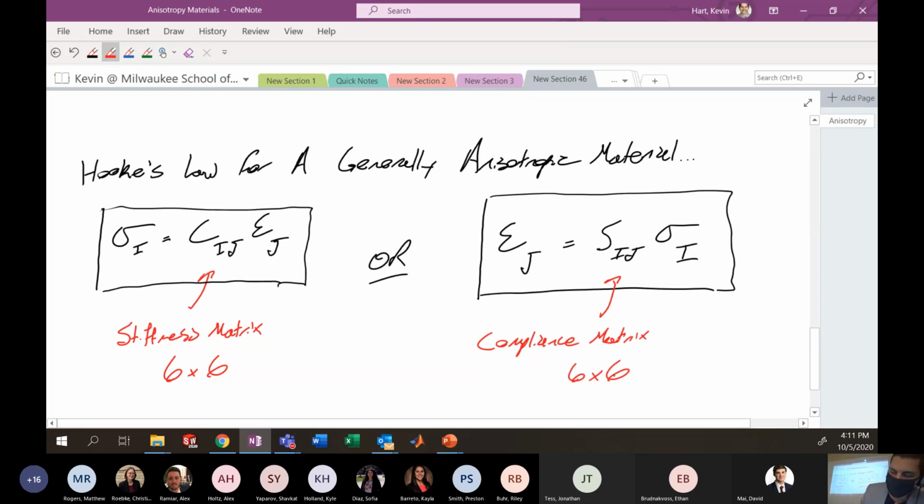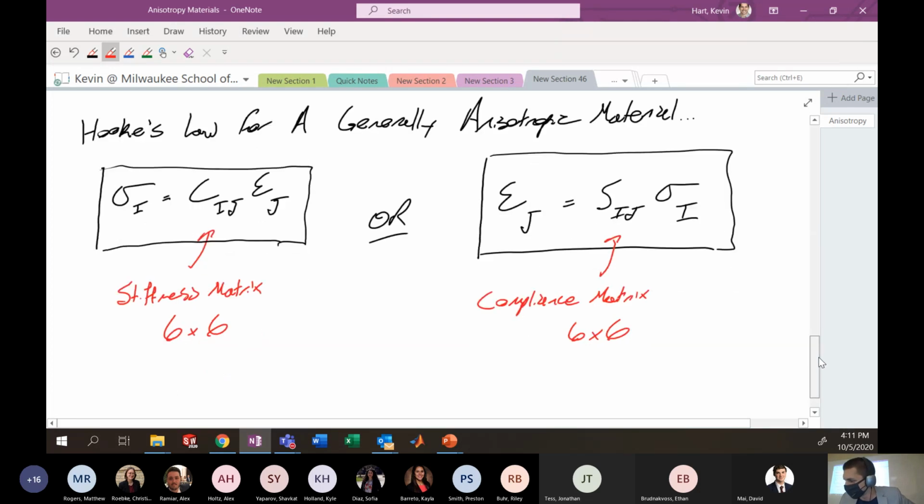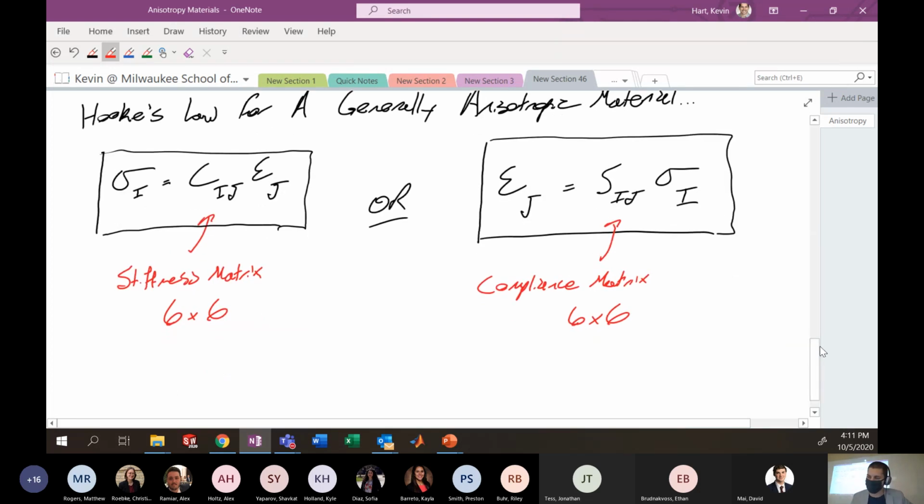Has anybody taken the computational FEA class? I don't know what you call it here, is it just the computational mechanics class? I don't really know what they call it here, but if you're taking a computational mechanics class, this might look familiar to you. This general 6 by 6 stiffness matrix is the basis for how most FEA software actually works.